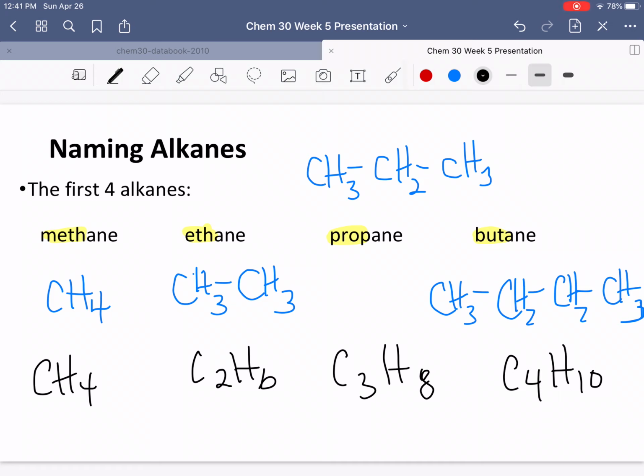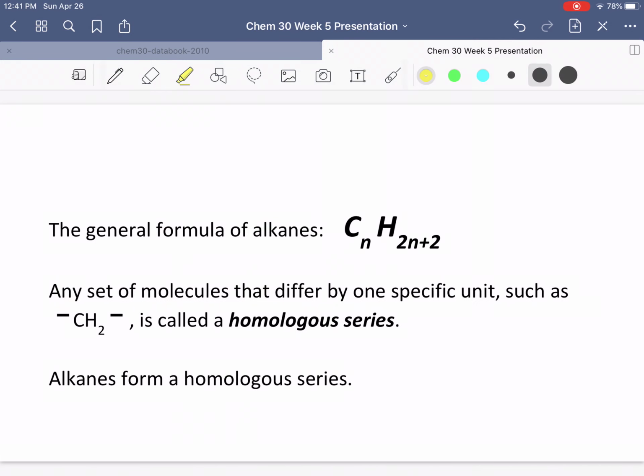Okay, now the general formula that means for an alkane is this. C with N, meaning the number of carbons, and H will take 2 times the number of carbons and add 2. This is our general formula, totally worth memorizing because it can actually save you a lot of time as you continue with organic chemistry.